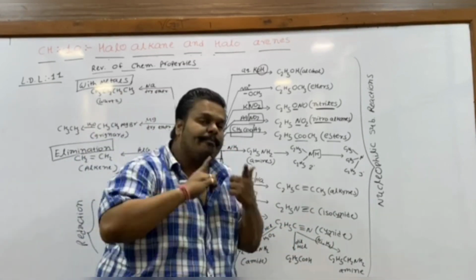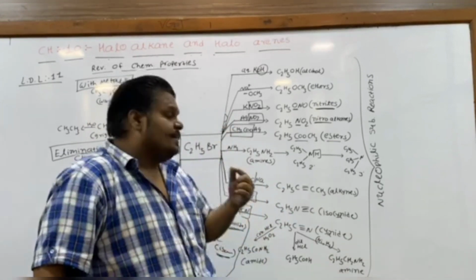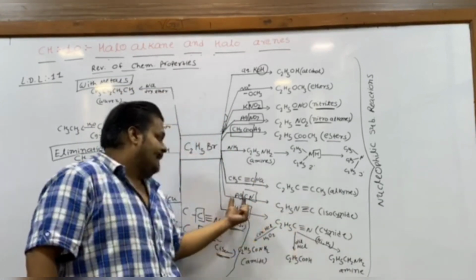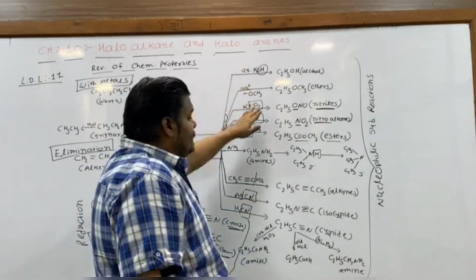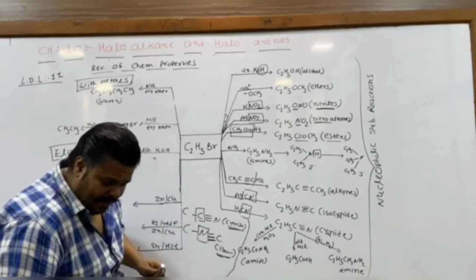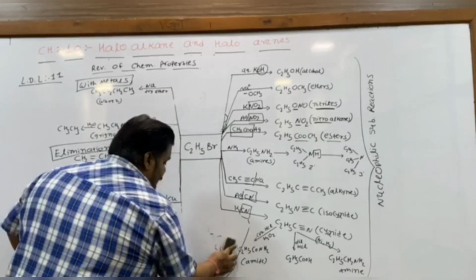We need KCN, most important. Keep in your mind, KCN will produce cyanide and AgCN will produce isocyanide products. These are the nucleophilic reactions that we have as a list of nucleophilic reactions.